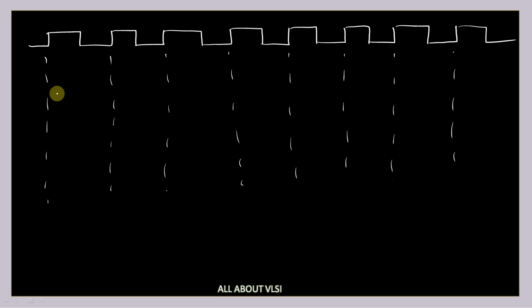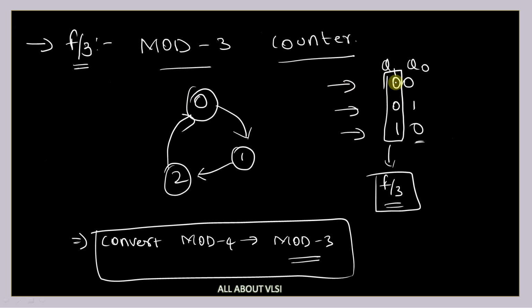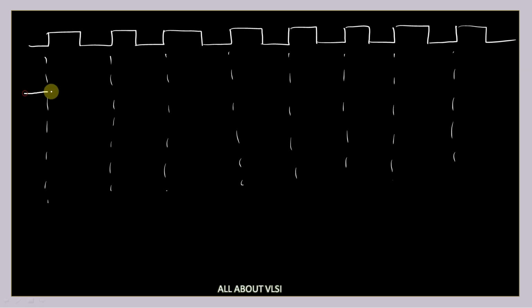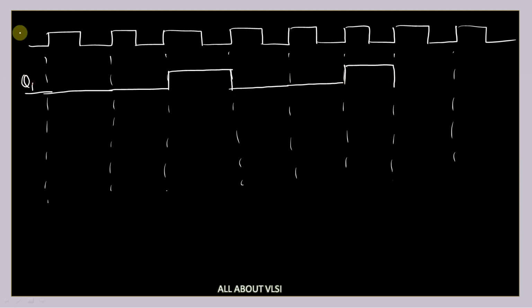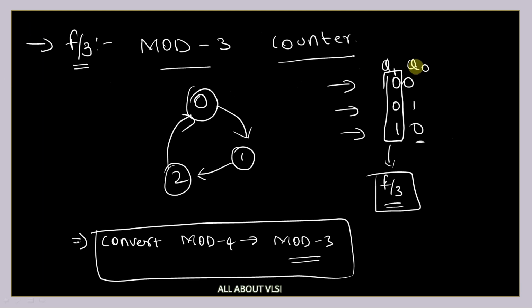Okay, so let me draw the clock now. So what is my q1 initially? It is equal to 0 0, and it is equal to 1. For two cycles, this is one cycle and this is the second cycle, it is equal to 0, and the next cycle it is equal to 1, and next again 0 0 1. I'm drawing my q1, not q0. I'm only drawing my q1.